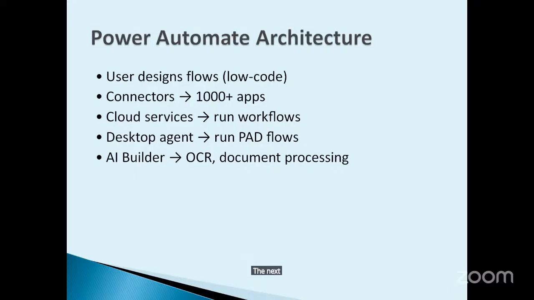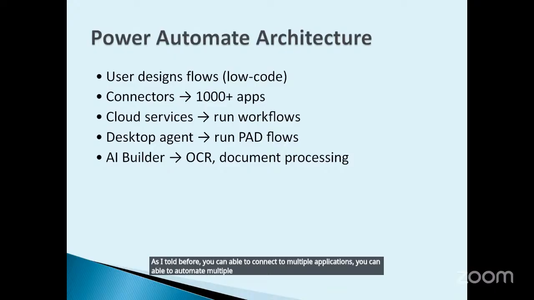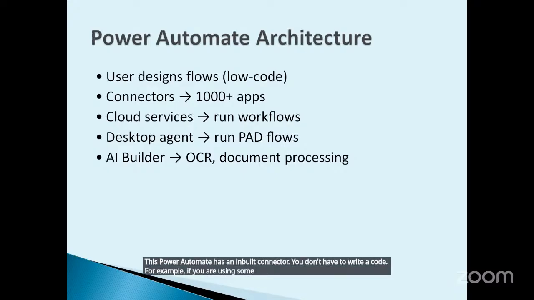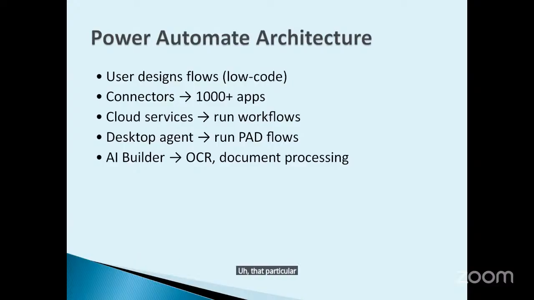The next one is connectors. These are the pre-built connections to external applications. As I told before, you are able to connect to multiple applications and automate them. For example, I told you there is a concept called trigger. When you receive a mail, your Power Automate flow will trigger. How will it get triggered? Because Power Automate has an inbuilt connector. You don't have to write code. For example, if you are using some other programming language, let's take SQL, you have to establish a SQL connection between that particular mail and the SQL.